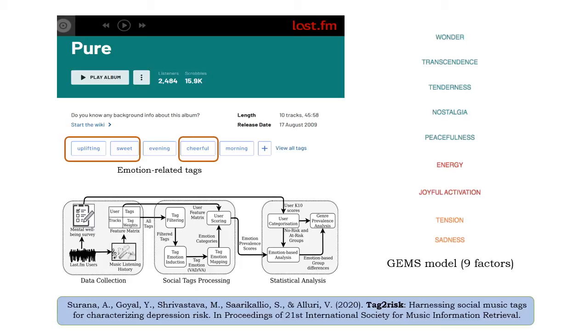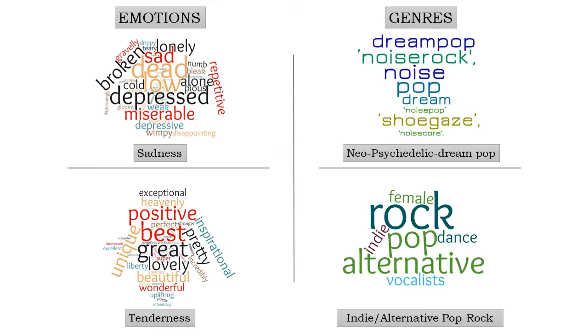Two groups of users were formed based on their K10 scores, the at-risk group of users who are potentially at risk for depression, and the no-risk group, which constitutes the control group. Statistical testing was done to identify which genres and emotions are more prevalent among at-risk users as compared to no-risk users. According to the results, emotions such as sadness and tenderness and genres such as neo-psychedelic dream pop and indie alternative pop rock were found to be more prevalent in the music listened to by at-risk users.